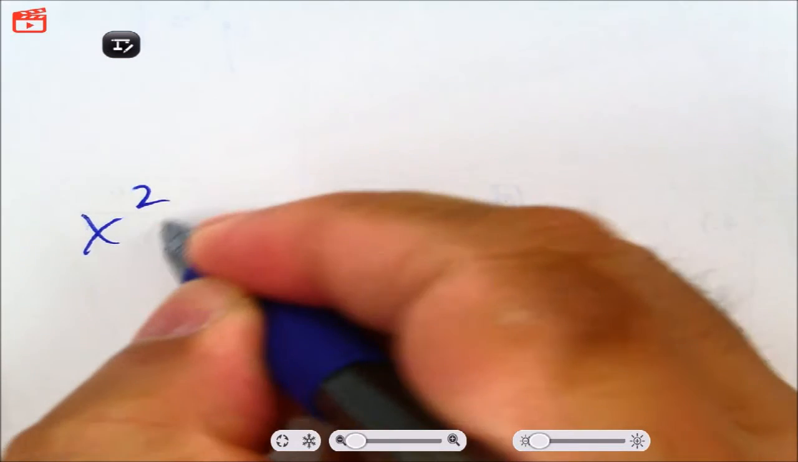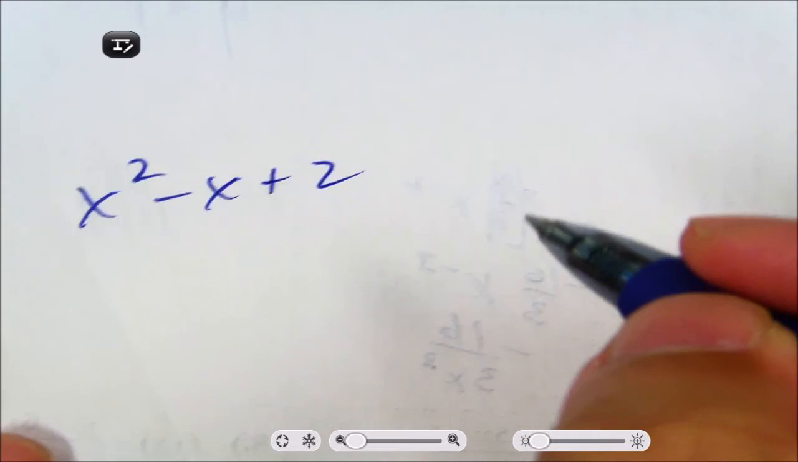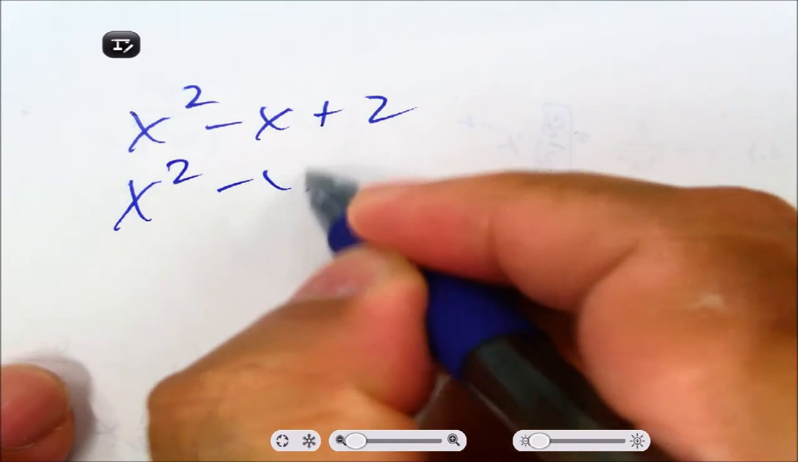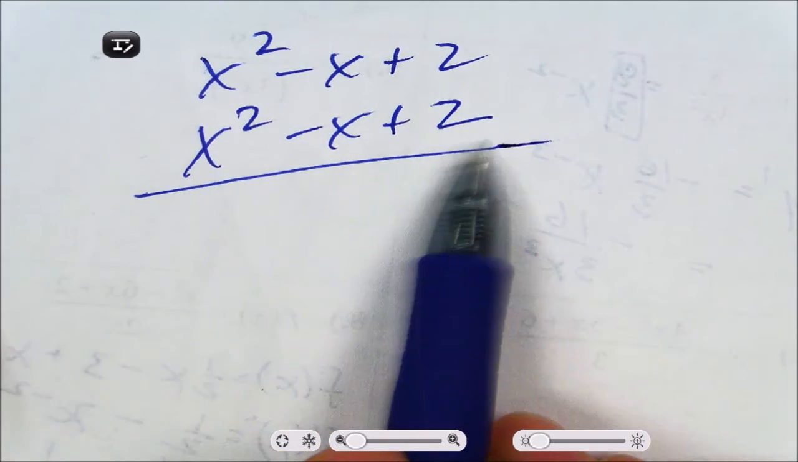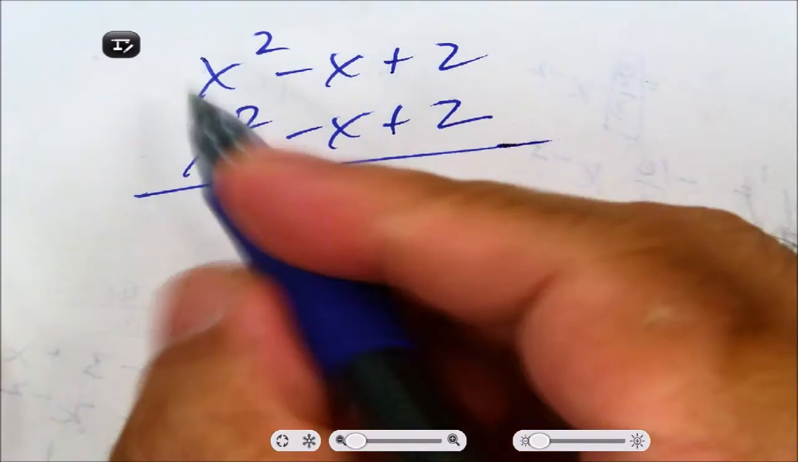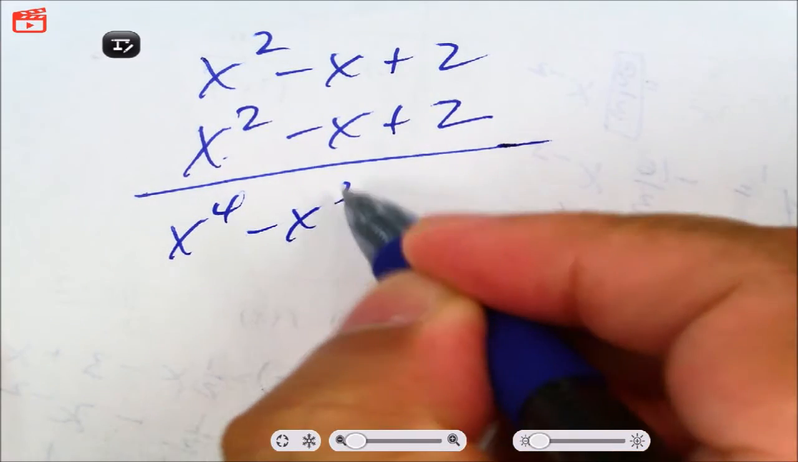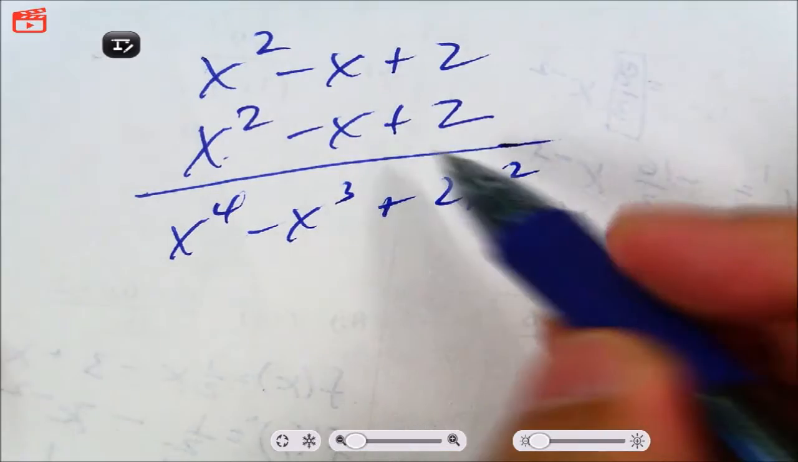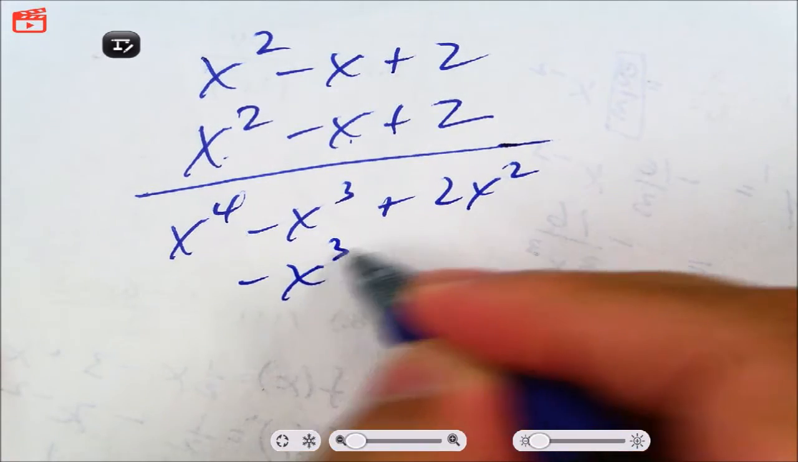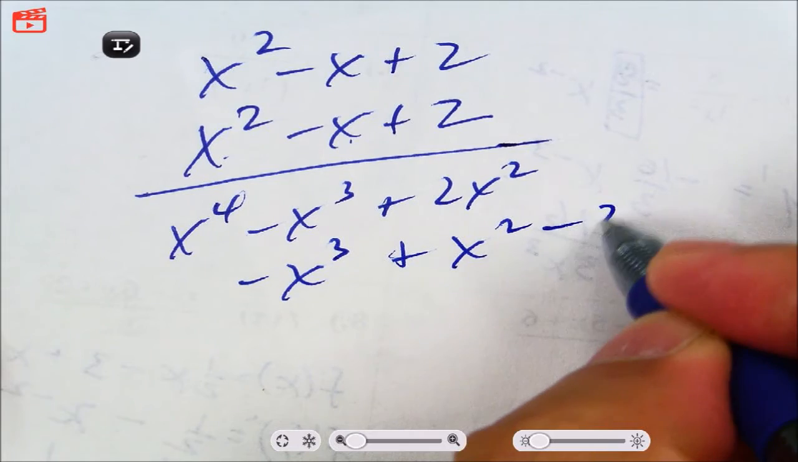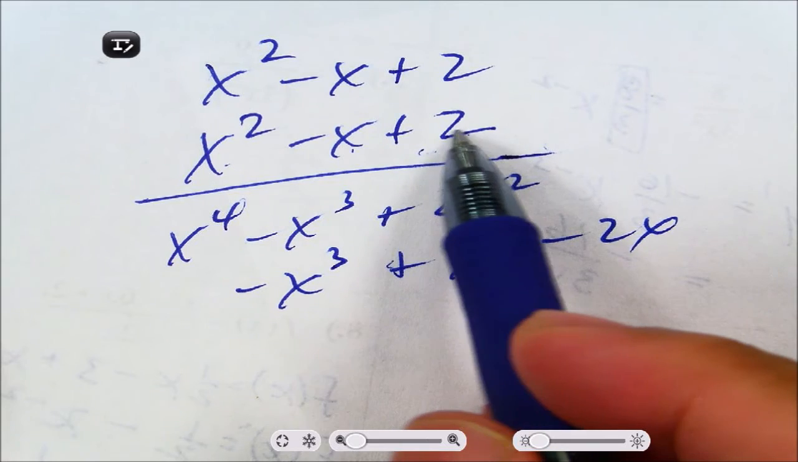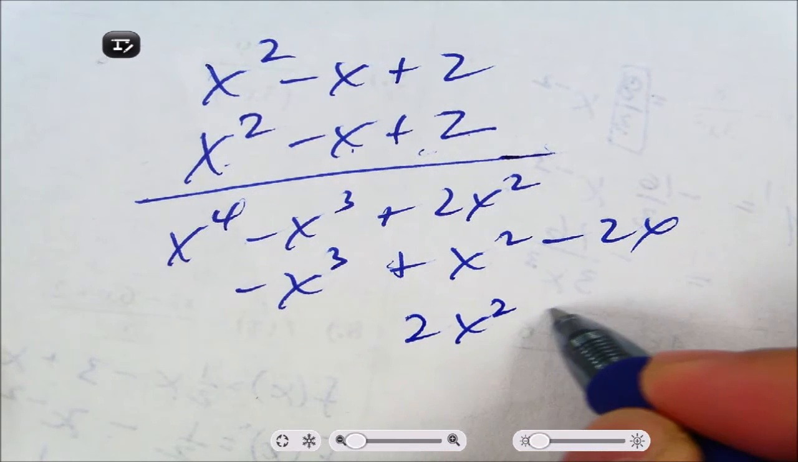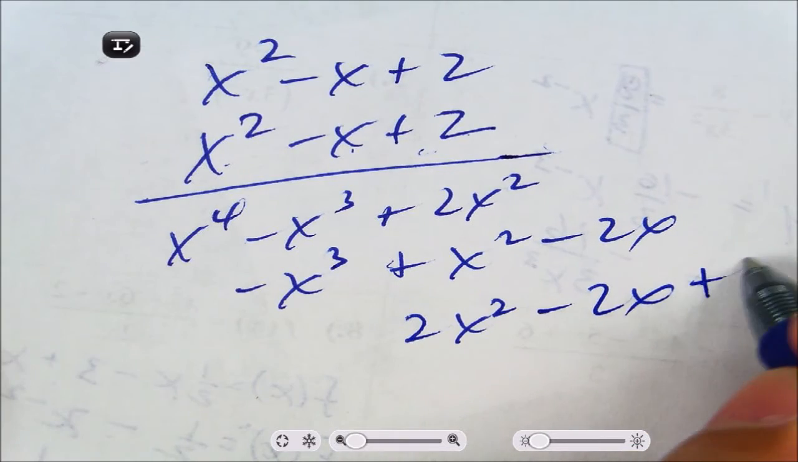Alright, so let's do it. What was it? X squared minus x plus 2, to the second power. So you're going to multiply that by itself. Left to right. So x to the 4th minus x cubed plus 2x squared. Now the negative x: negative x cubed plus x squared minus 2x. I'm doing long multiplication. Now finally the 2x squared: 2x squared minus 2x plus 4.